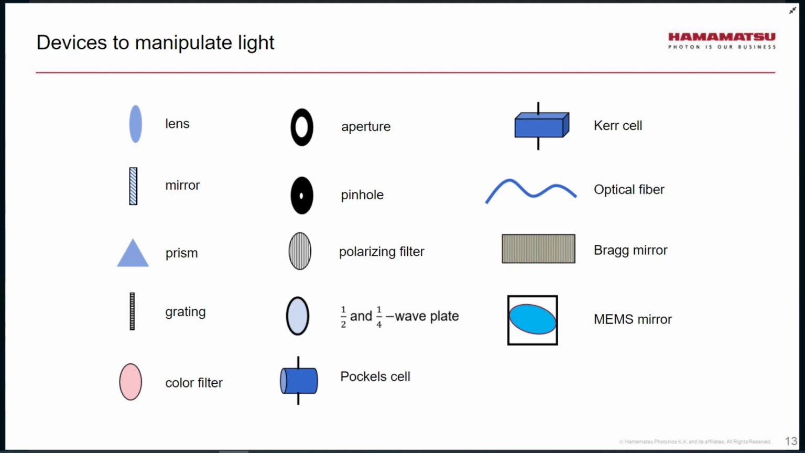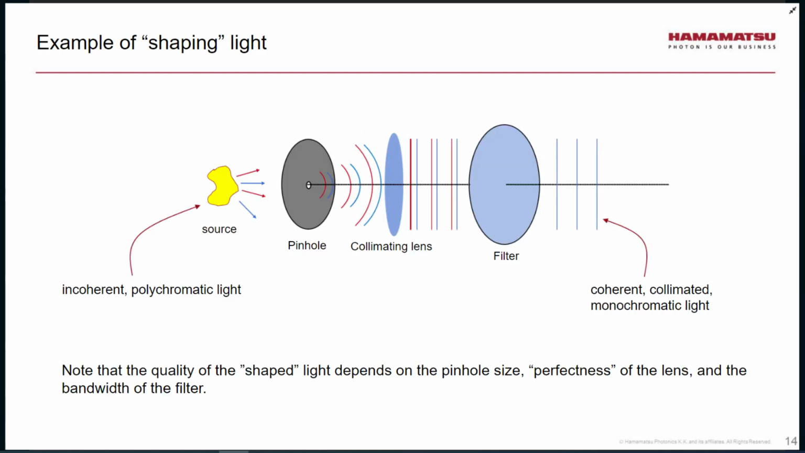Now, when a source of light emits light, that light can be manipulated, which means its properties can be changed. It can be focused, defocused, or its chromaticity can be changed. To do that, we use various optical devices, and this slide is a summary, not an exhaustive one, of the devices: mirrors, prisms, gratings, filters, Bragg mirrors, MEMS mirrors, and others. So in what follows, I would like to discuss a few examples of shaping of light.